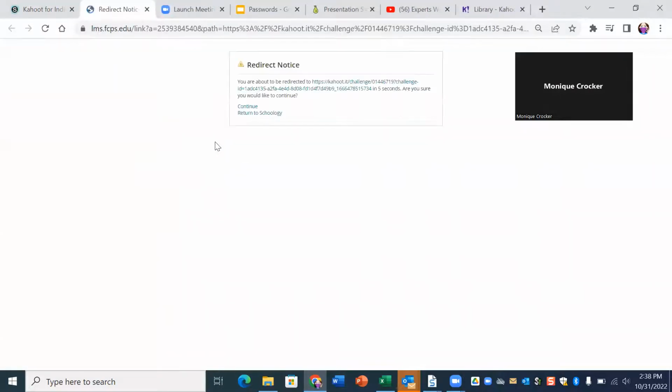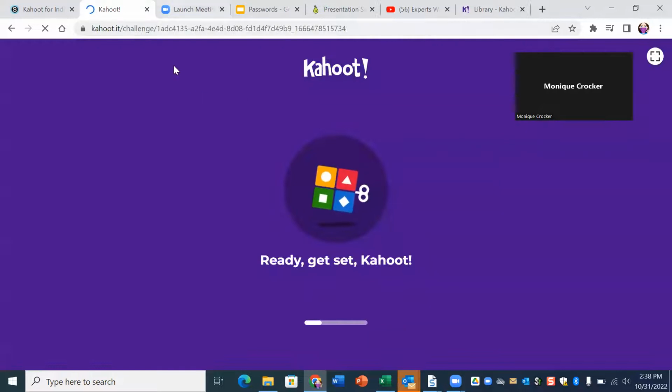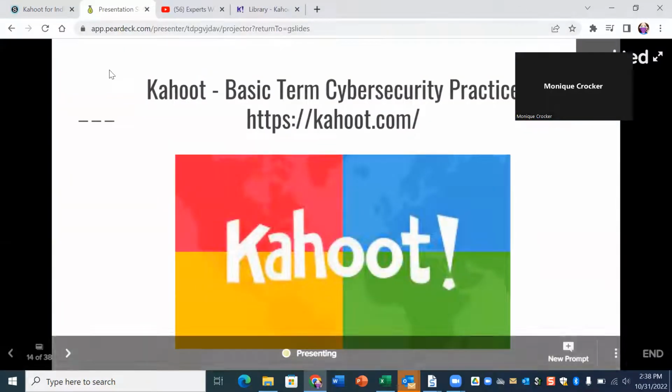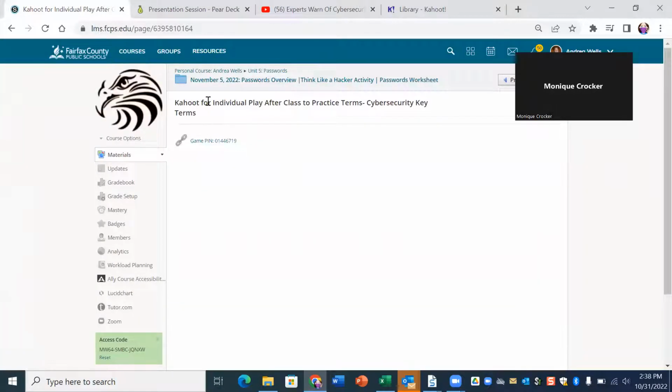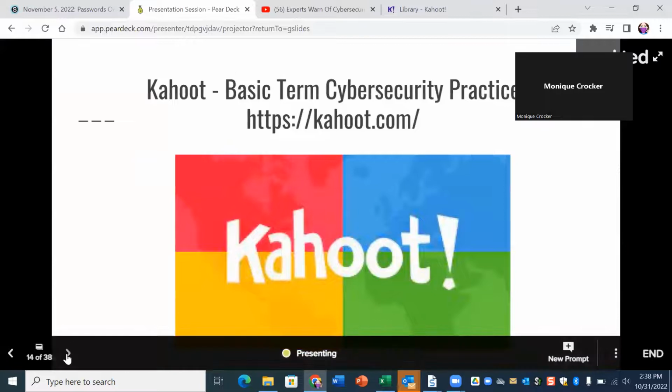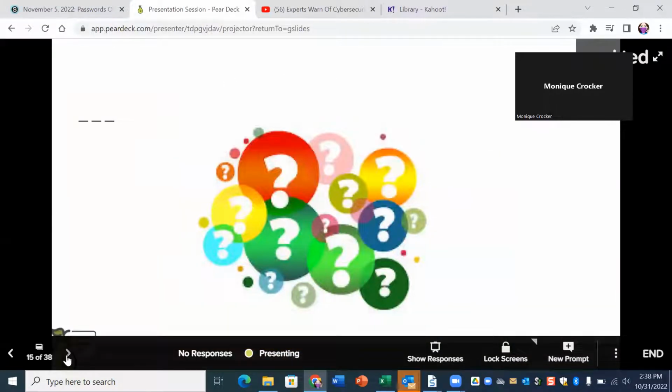This would take them to the Kahoot, and then they could go ahead for individual play, put in that game pin that we just had, and they could play on their own outside of class. So that is kind of what we would do for them when it comes to playing Kahoot to review the materials from last class. Pretty quick little thing, 23 questions, not too bad for them.